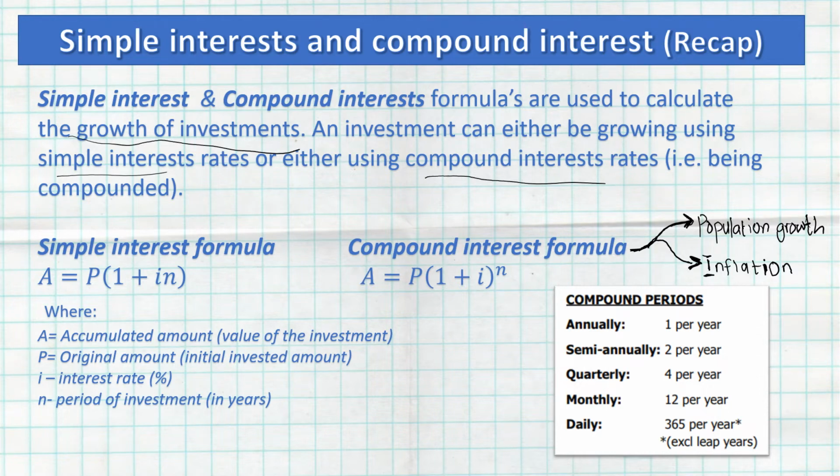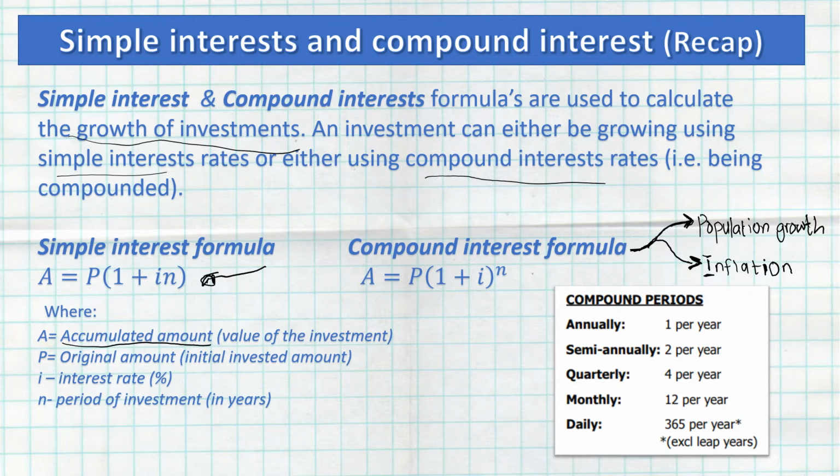You know that for simple interest, the formula is A = P(1 + in). That's the formula. For compound interest, the formula is A = P(1 + i)^n. Can you see? We know that A is the accumulated amount, that is the value the investment has grown to.